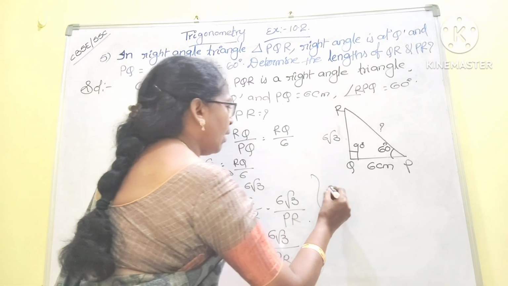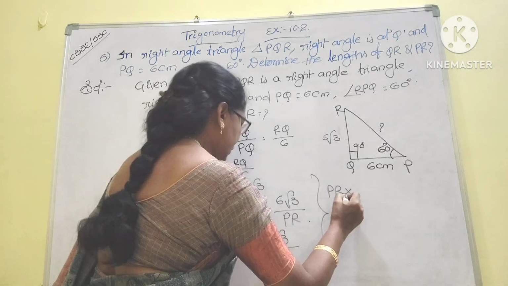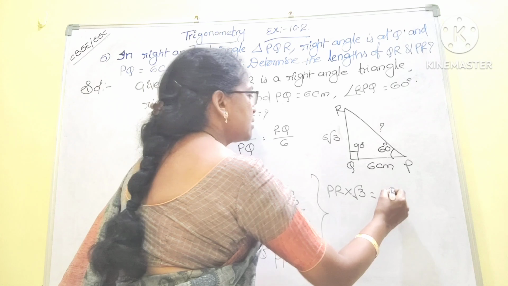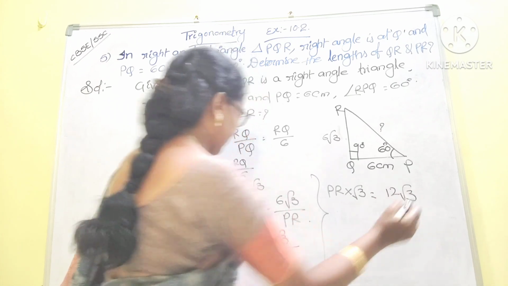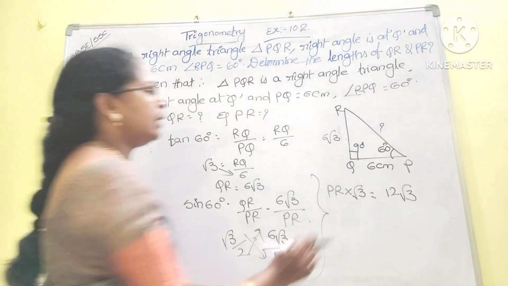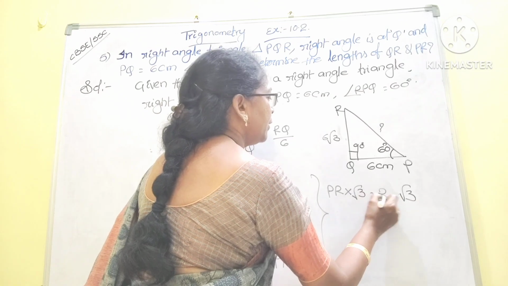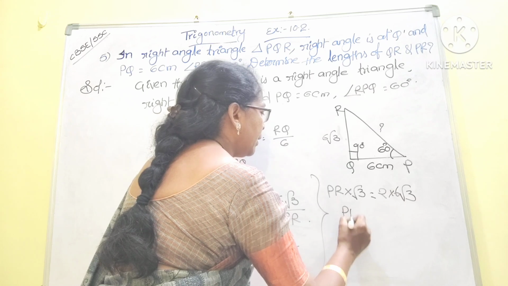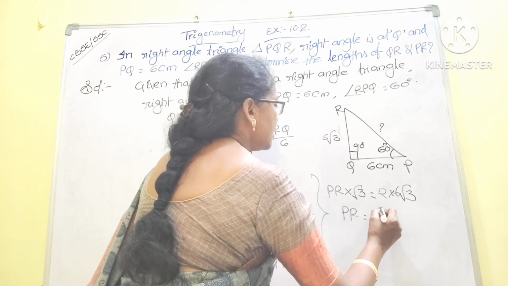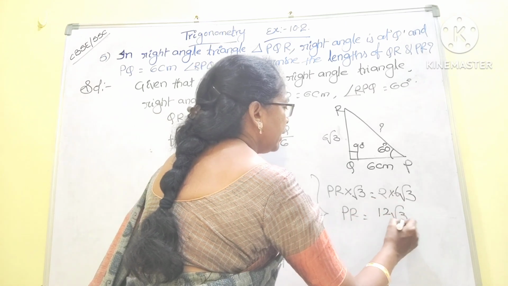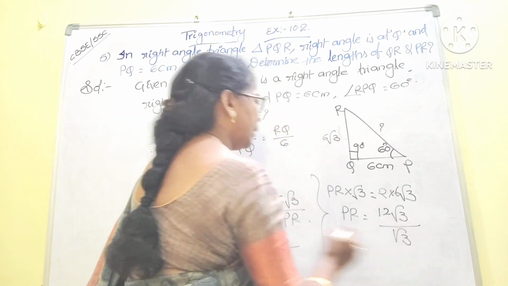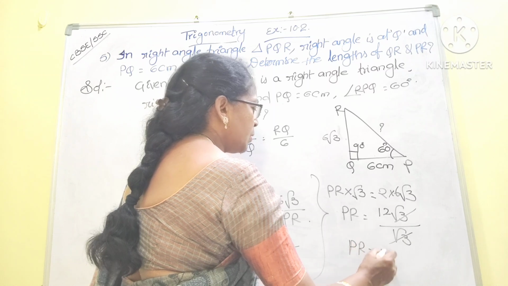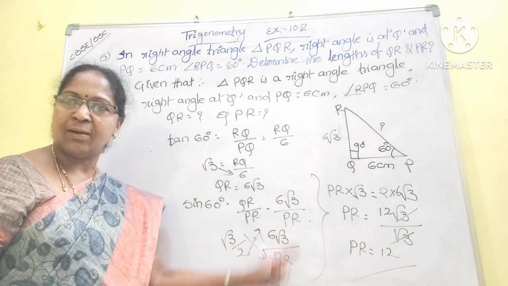That is PR into root 3 equals 2 into 6 root 3, that is 12 root 3. First you write it. Next PR equals 12 root 3 divided by root 3, where root 3 and root 3 will be cancelled. So PR equals how much now? 12. This is the answer.